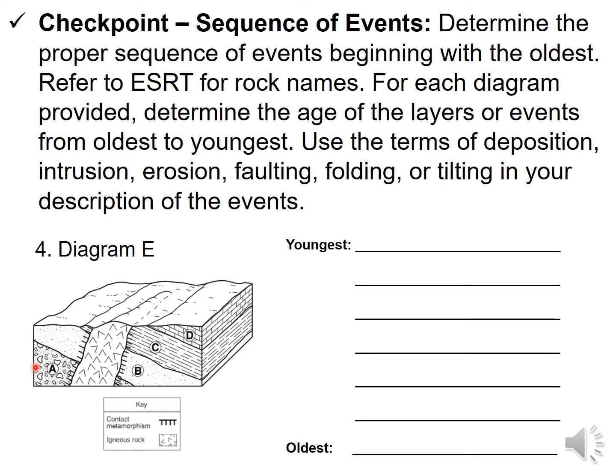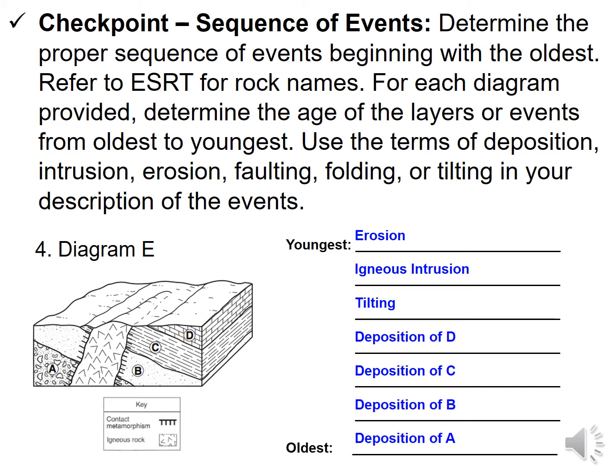So we have a lot going on in this picture. The last one's going to be the erosion, because we have the wavy line. Then we have the intrusion. Okay. Then we should have the tilting. Okay, because all 4 layers are tilted. And then the rest should all be your deposition. So deposition D, deposition C, deposition B, deposition A.